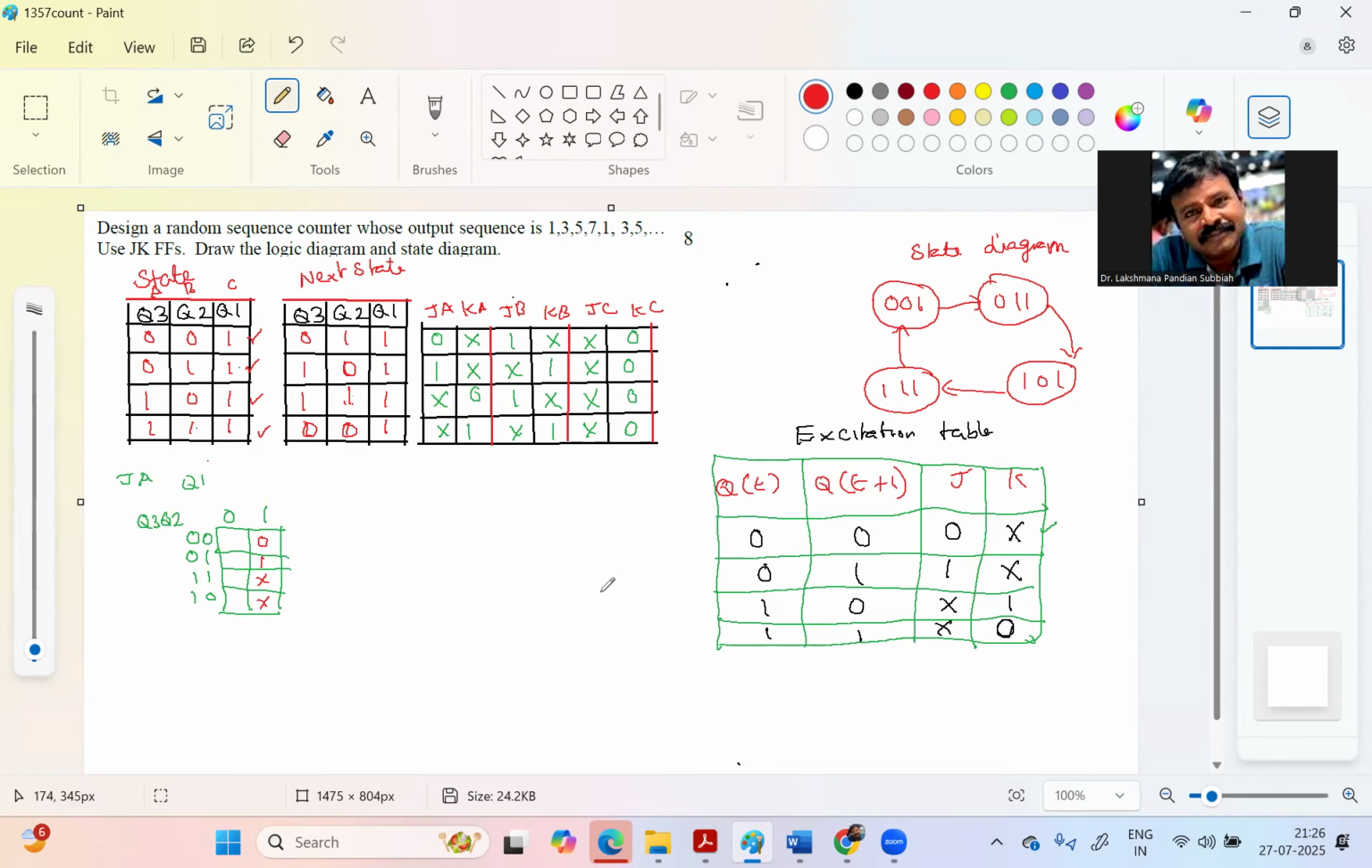Now all the others you have to consider as 1 X X. Here we have the triple zero, which is not possible, so we can put that one as X. This is X, this is X, this is X.